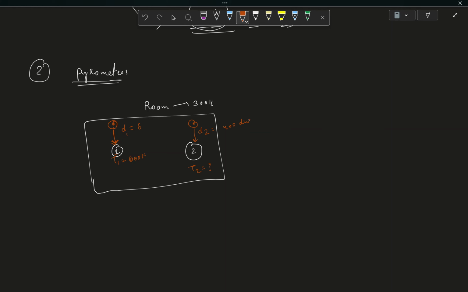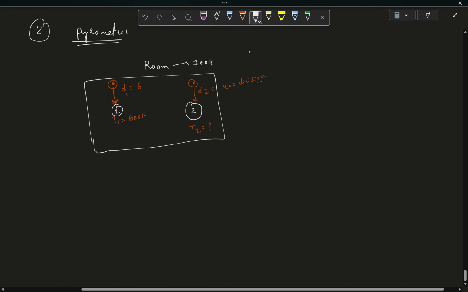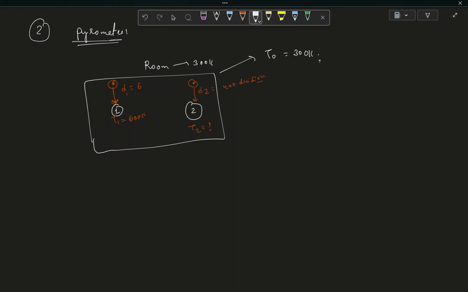So the number of divisions is increased, so obviously it will be at a higher temperature, but we have to find out what the temperature is. And the room's temperature is 300. Now we can think of it like the room is in contact with the black body. So the room is at temperature T0 equal to 300 Kelvin.